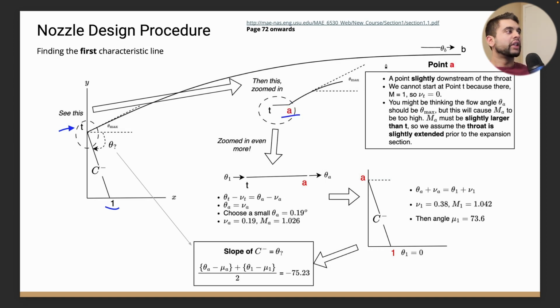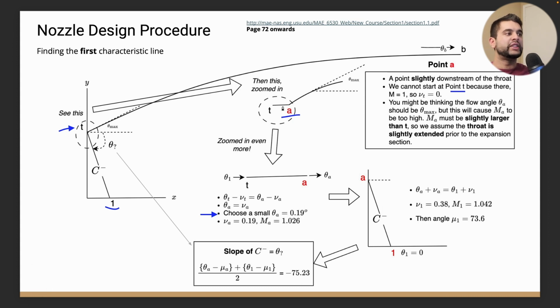Because look, if we start off at point T itself, over there the Mach number equals 1. Remember, the flow is sonic at the throat of a nozzle, right? So the Prandtl-Meyer angle is 0. So you cannot solve anything here because you will have this as 0 and then you won't have a solution to this one because this needs to be a non-zero value. So we need to kick off the angle a bit. So we need to initiate the algorithm from a small angle. So for this one, I chose 0.19 degrees.